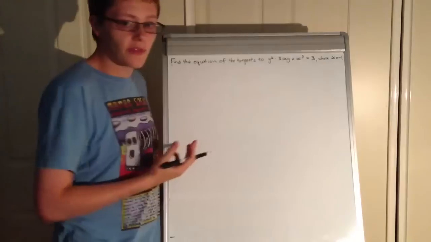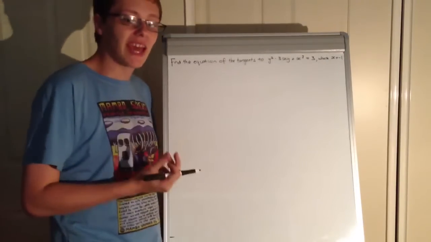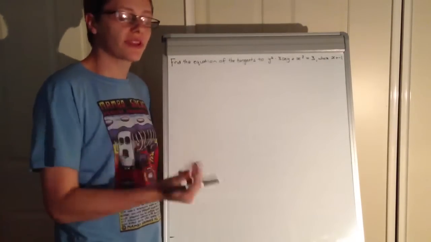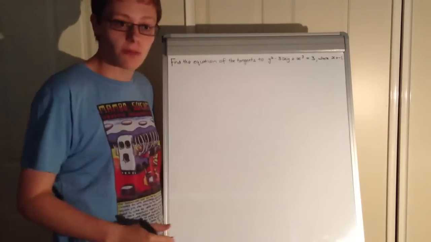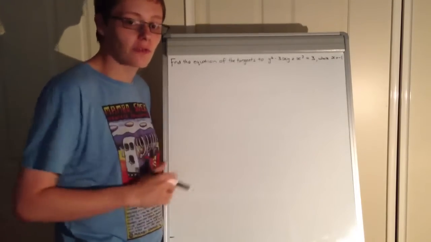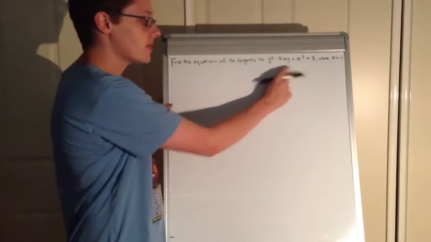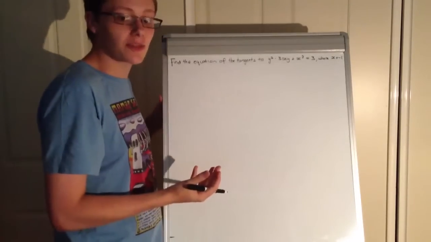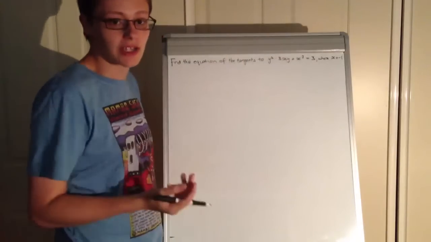Okay, so today we're going to be finding the equation of the tangents at a given point for an implicit function. Sounds quite complex, but let's break it down and we'll be able to go through it quite easily. So I have an implicit function here. Y isn't the subject. We have x's and y's on the same side of the equation.